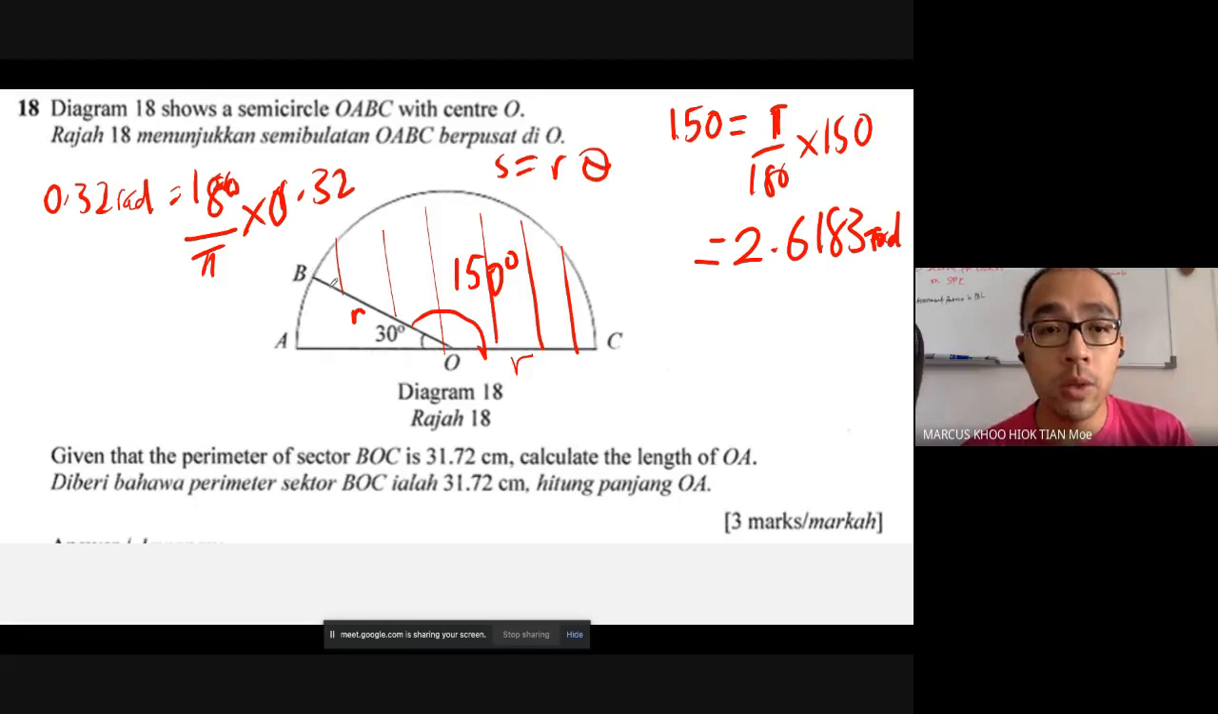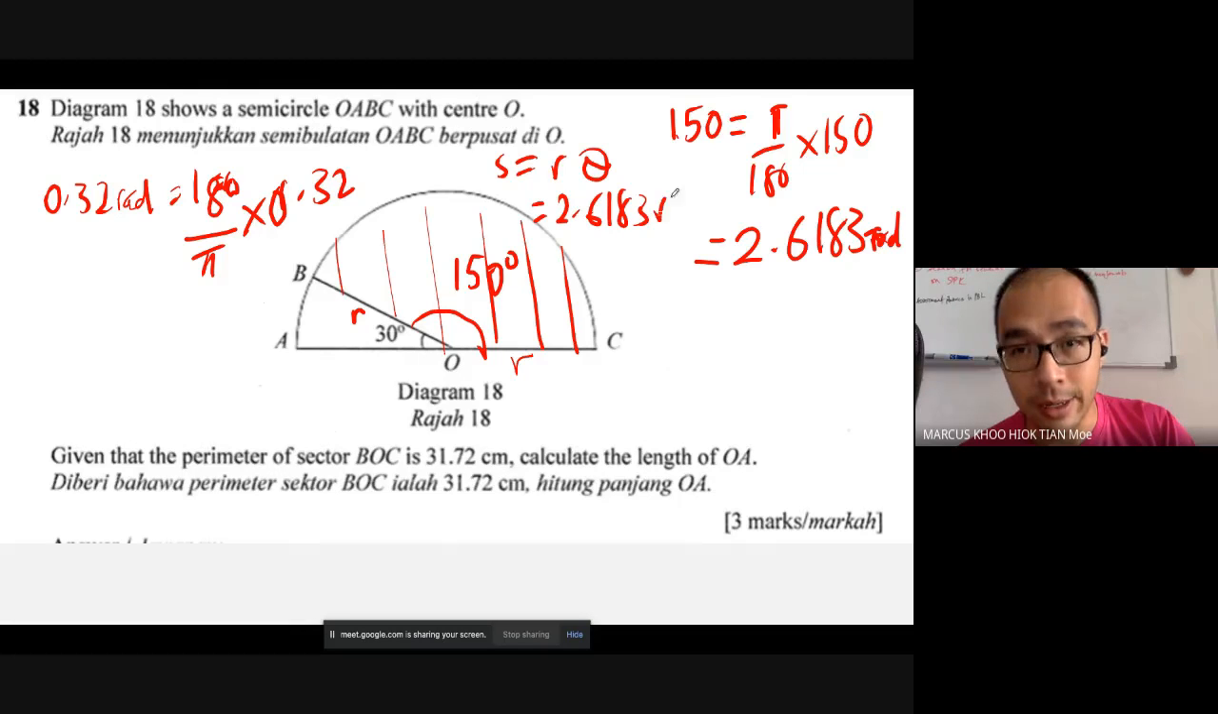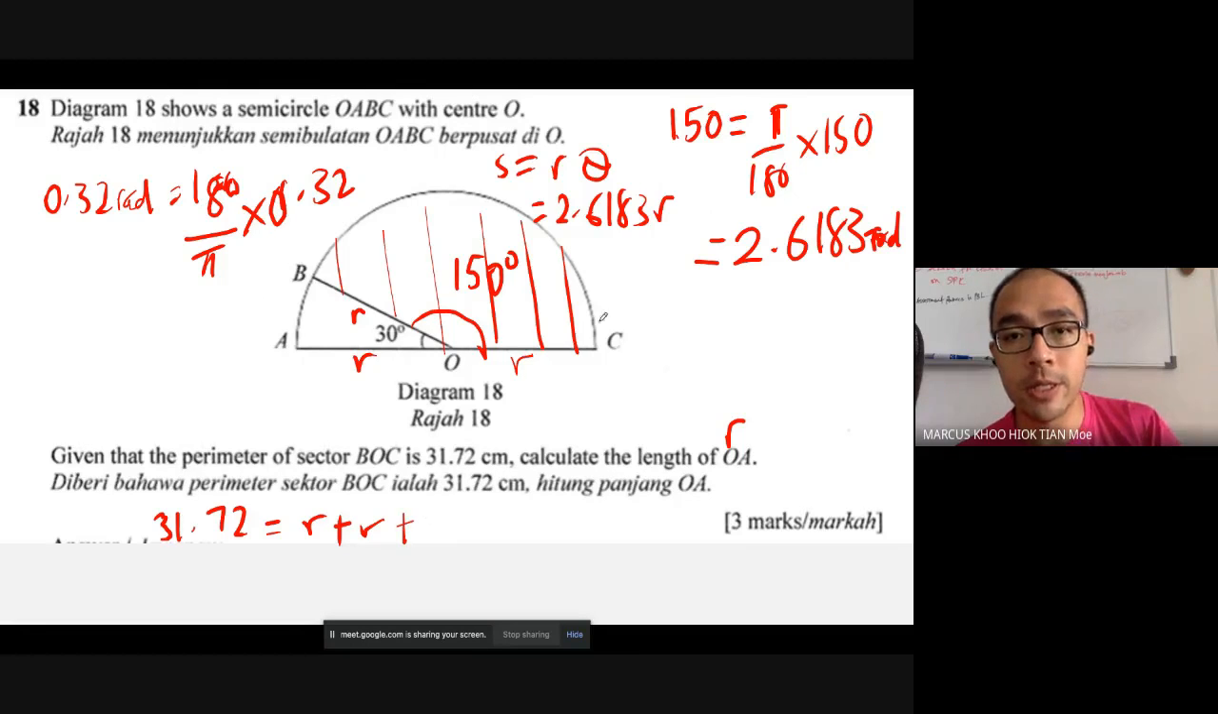Okay, so we know that this one is 2.6183 R. We want to find the value of R because the length of OA is actually R also. So let's put this into the 31.72. So 31.72 equals R plus R plus, how much is this? 2.6183 R.